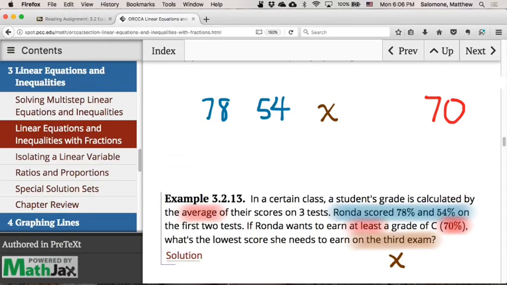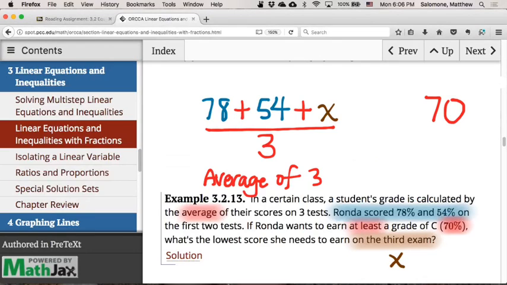Basic statistics dictates that the average is the number which we would get if we combine the total of everything and distributed it into equal parts, right? So that means the average of these three numbers is their sum, so add the three numbers up, and then divide the result by 3. So there's the average of all three tests. Average of 3 tests.